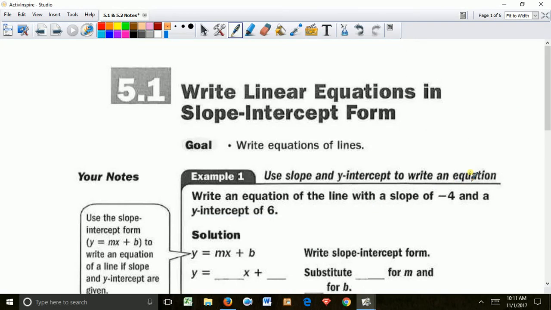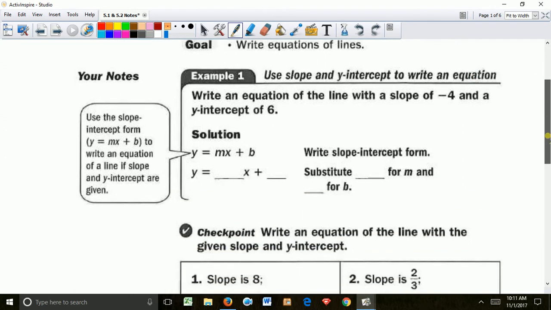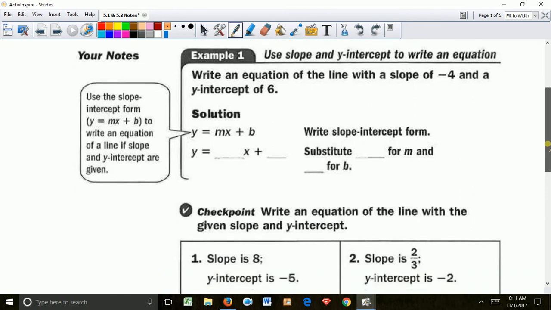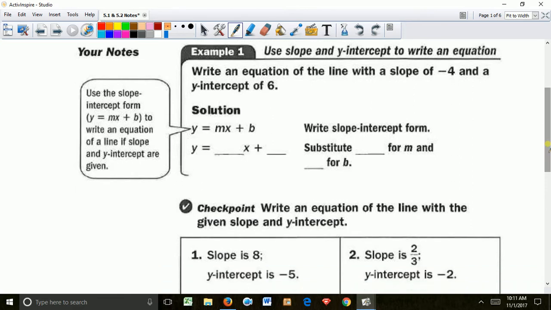In section 5.1, the goal is to write equations of lines. In example 1, here we use slope and y-intercept to write an equation. Here they want us to write an equation of the line with a slope of -4 and a y-intercept of 6. So first things first, you can write slope-intercept form, y is equal to mx plus b.